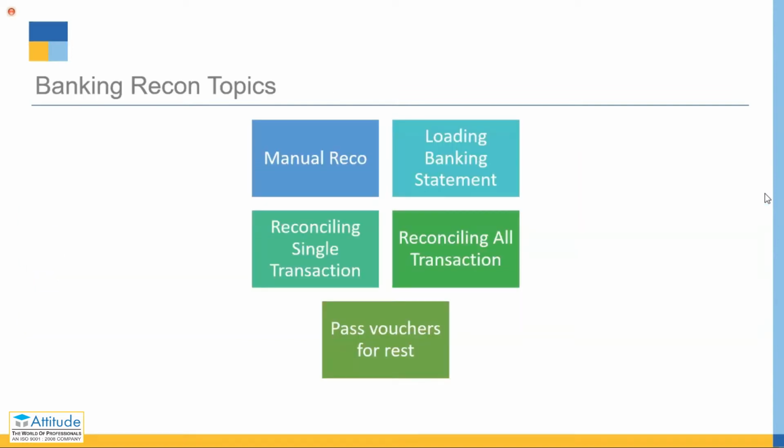What are the topics that we are going to cover? There are two major things available in bank reconciliation in Tally. One is manual reconciliation, and the second one is auto bank reconciliation. We'll see how to do both. In auto bank reconciliation, we can reconcile single transactions, we can reconcile all transactions, and we can pass the voucher entries at the same time. We'll see that too.